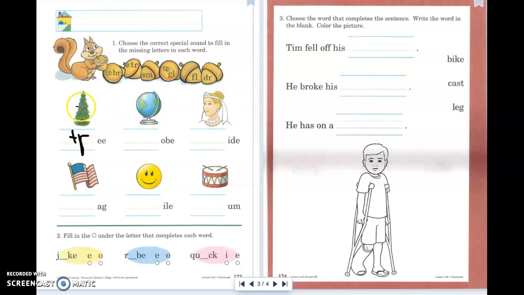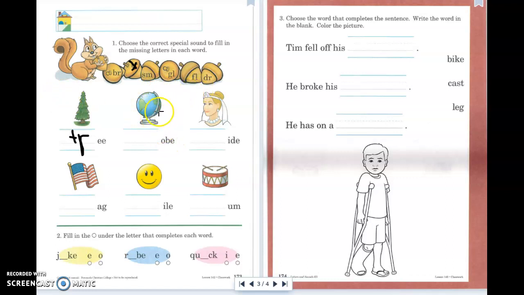So at the bottom here we have pictures, and we have to figure out which one of these blends is going to go with each picture. Well, as you can see, I've already begun. The first picture is tree. The blend that goes with tree is TR, so I wrote a T and an R. Not very well. I'm going to go ahead and X out the TR because I'm not going to use the TR again. The next picture is a globe, so I need to figure out which blend globe starts with.